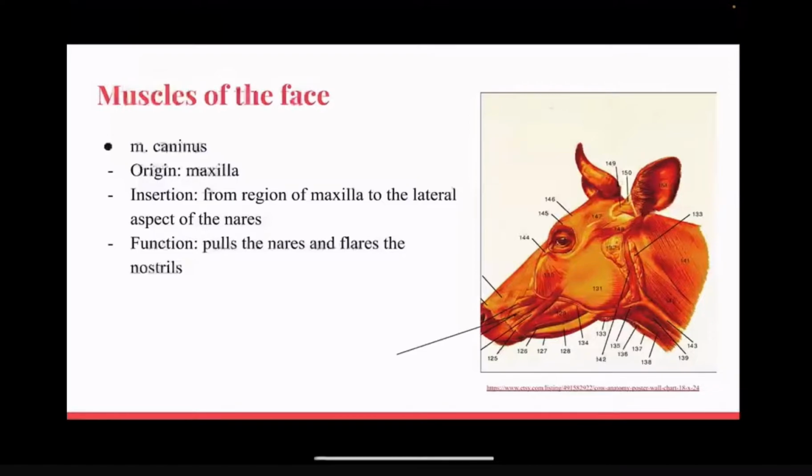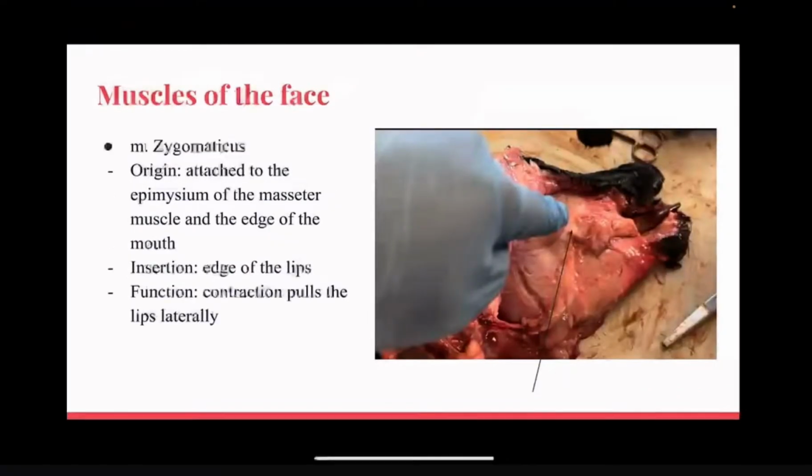The caninus originates on the maxilla and inserts from the region of the maxilla to the lateral aspect of the nares, and its function is to pull the nares and flare the nostrils. The zygomaticus originates from the epimysium of the masseter muscle and to the edge of the mouth, and inserts on the edge of the lips, and its function is to contract and pull the lips laterally.